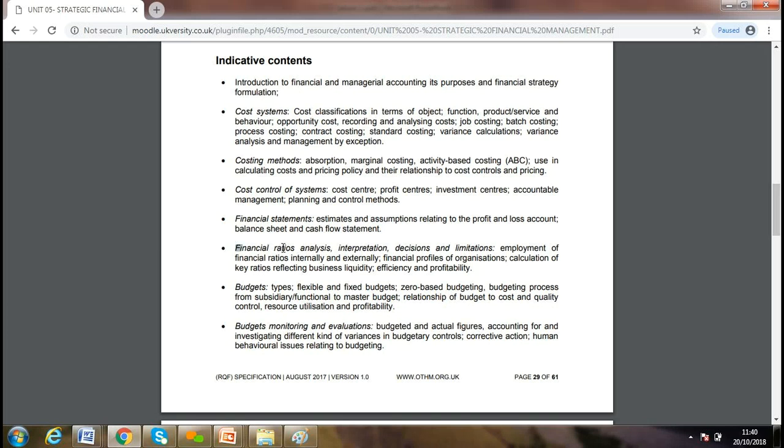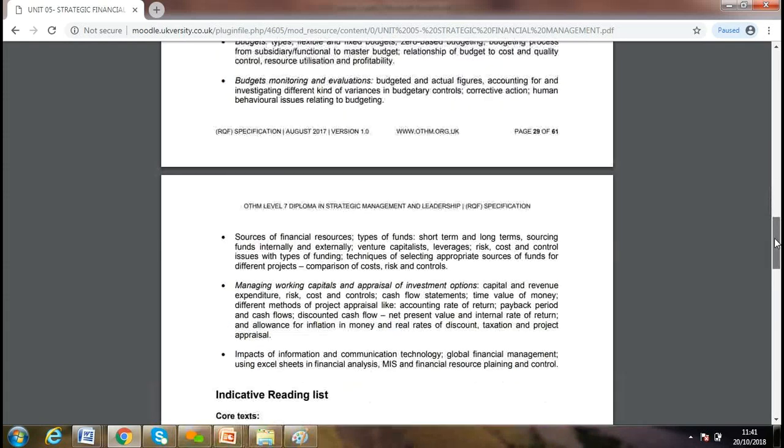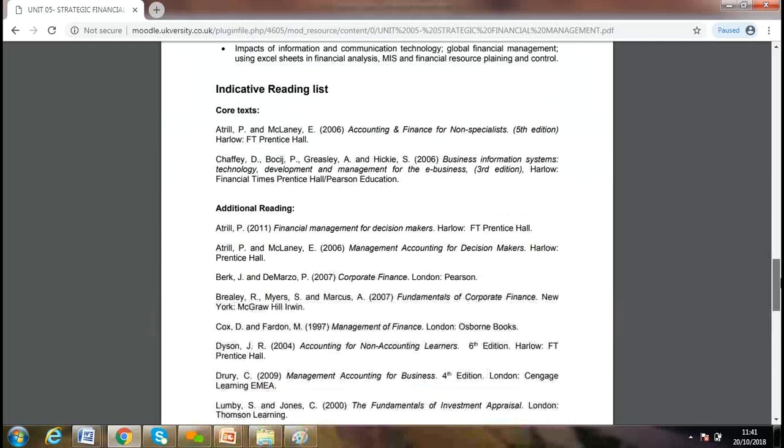Then under LO2, we need to calculate and interpret some financial ratios: financial ratio interpretation, decisions and limitations of these ratios, and employment of financial ratios internally and externally. What is meant by internally? Internally means within our organization, and externally means outside the organization. We need to discuss all this. We'll calculate different ratios: liquidity, efficiency, profitability. We'll discuss these ratios today, and I'll demonstrate a bit how you can calculate them.